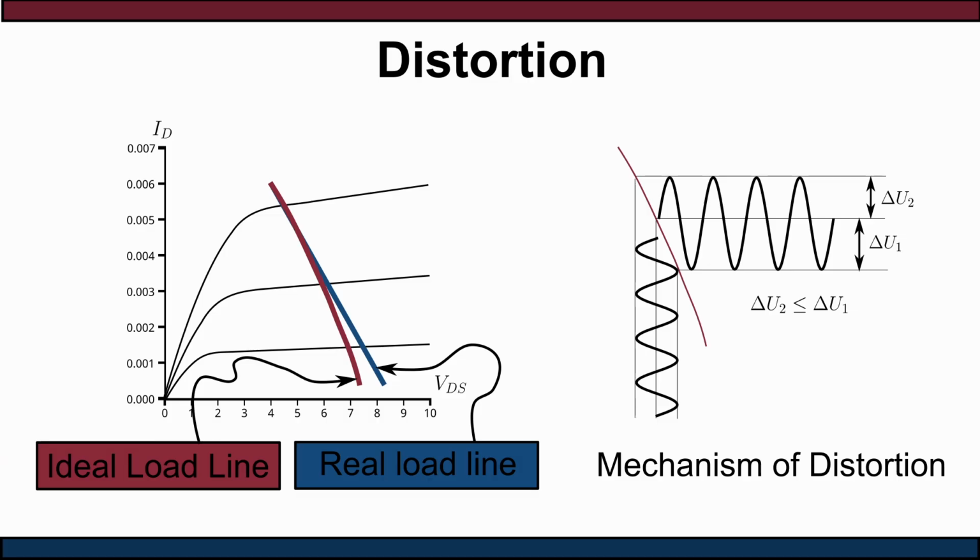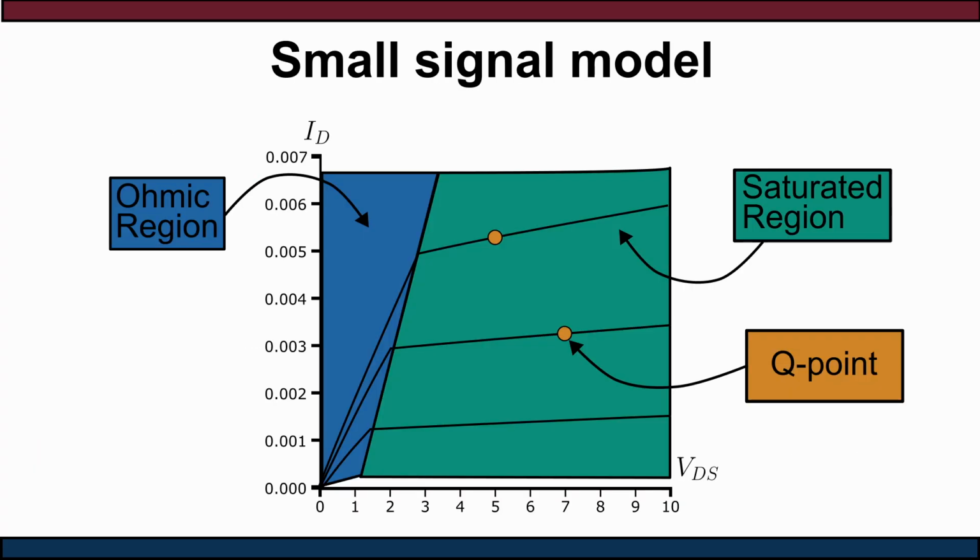The positive and negative halves of the waveform would be stretched equally. But in reality, because the slope of the curve changes with VGS, the real load line bends and shifts. The small signal model is used for cases like ours. We have heavily nonlinear dependencies in our device, but for analytical calculation we need a linear approximation of this device.